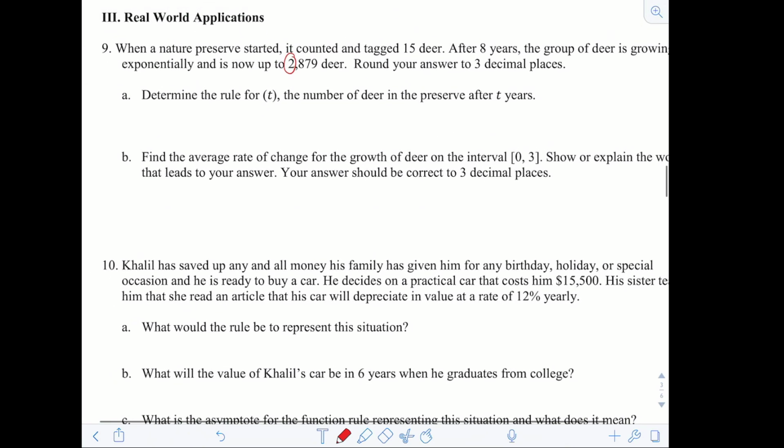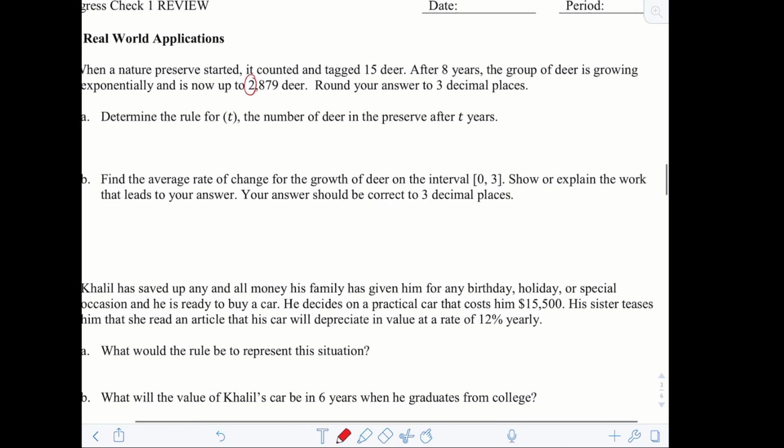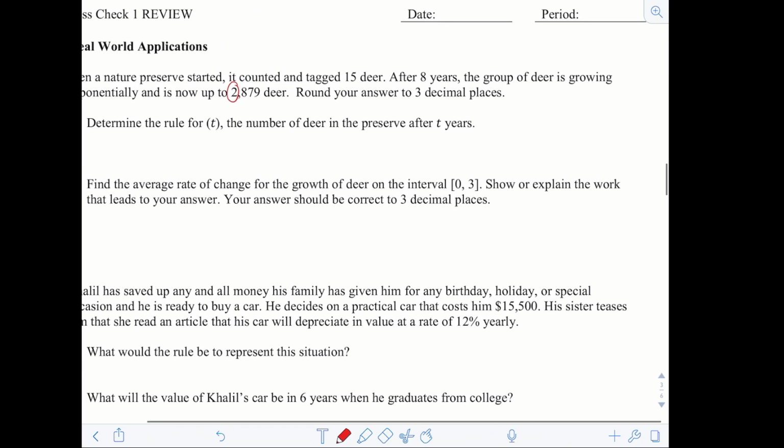Okay, well, they're not giving me a question, so I'm guessing that's where we're eventually going to go. It says determine a rule for t, the number of deer in the preserve after t years. A couple things that we know: when t is equal to 0, we know that there were 15 deer.